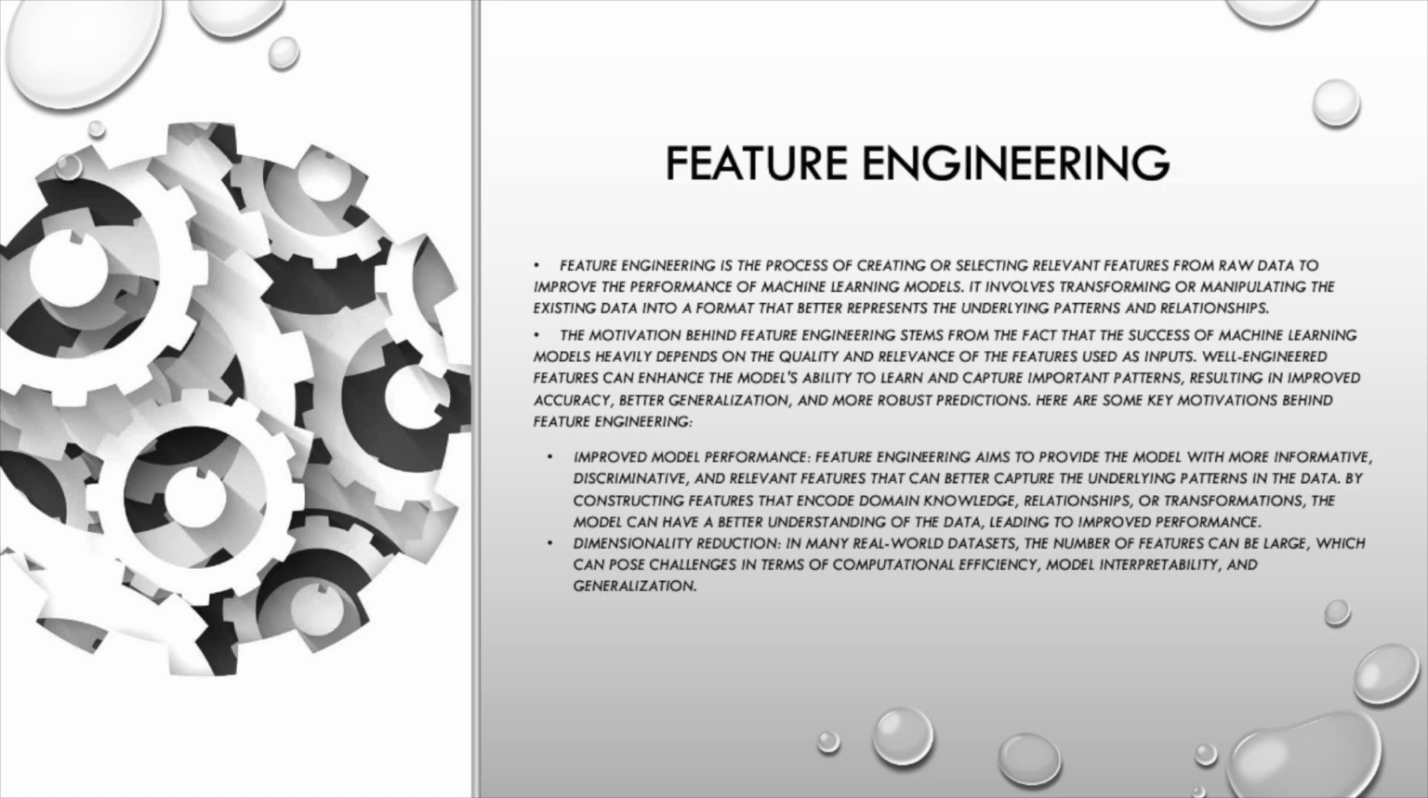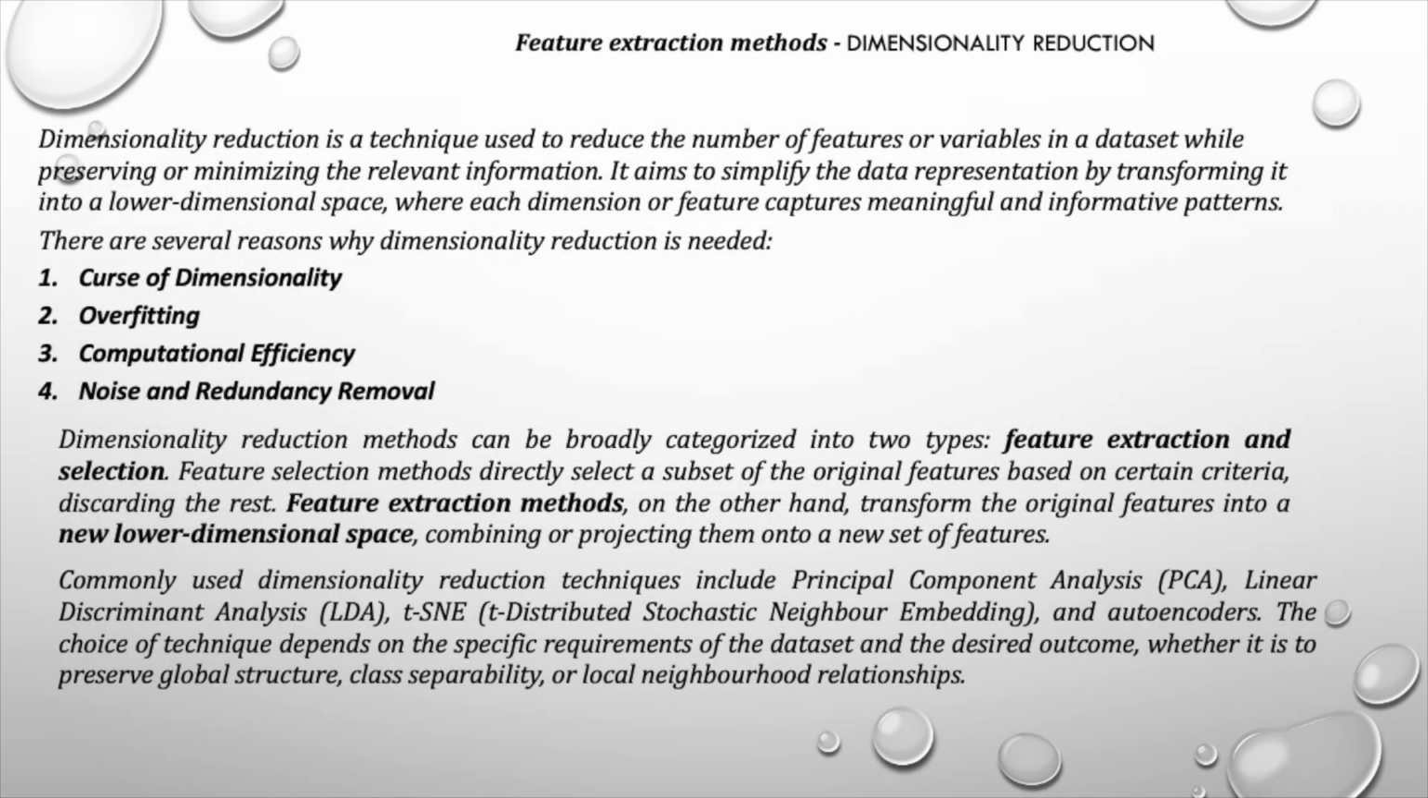Dimensionality reduction is a technique used to reduce the number of features or variables in a dataset while preserving or minimizing the relevant information. It aims to simplify the data representation by transforming it into a lower dimensional space, where each dimension or feature captures meaningful and informative patterns. There are several reasons why dimensionality reduction is needed.